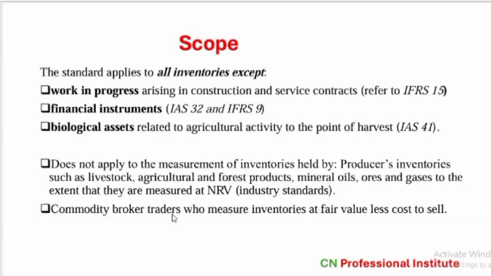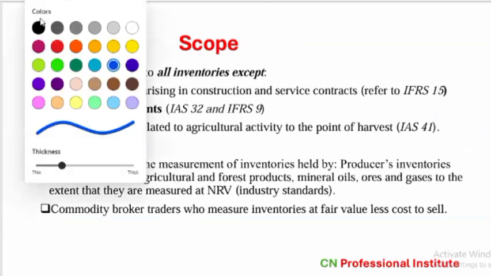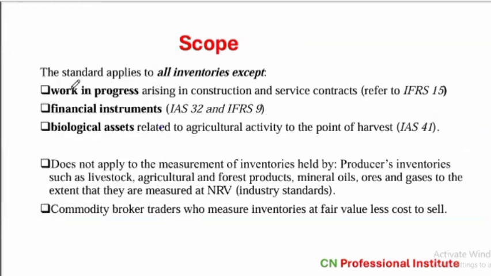Now let's start. What is the scope of IAS 2? What does IAS 2 cover and what does it not cover? IAS 2 applies to all inventories except: 1. Work in progress arising in construction and service contracts, that's under IFRS 15. Financial instruments, here under IAS 32, IFRS 9, and IFRS 7. So financial instruments are also exempted.